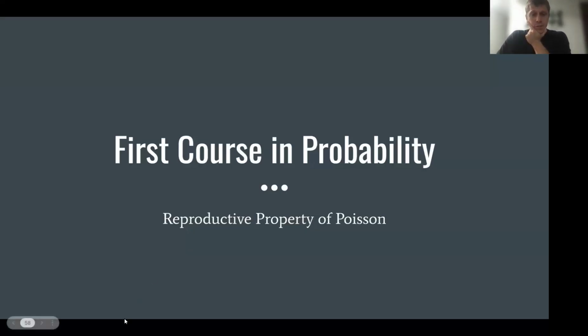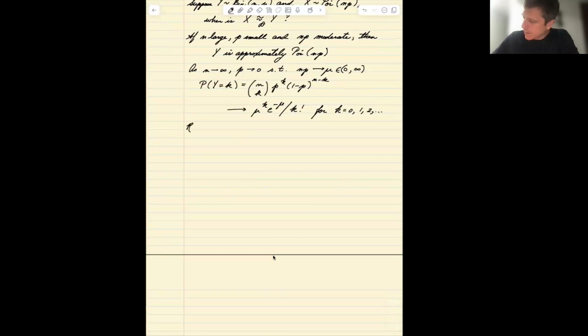Okay, the reproductive property of the Poisson. What is that? Let's think about having two independent Poisson random variables. So we have X Poisson with some parameter mu, Y Poisson with parameter nu, and X independent of Y.